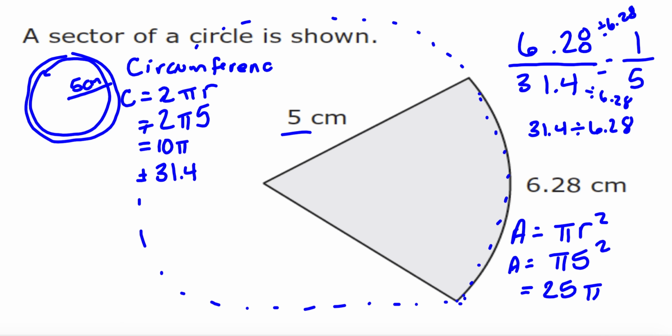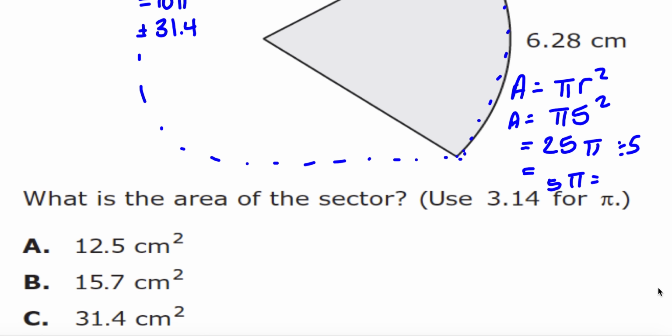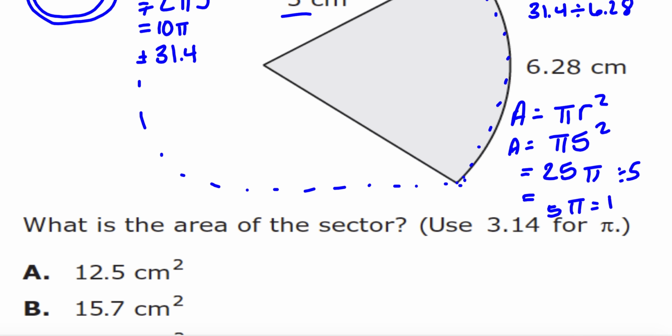But according to my data, right up here, I only have 1/5 of the circle, which means I need to divide it by 5. If I was to divide this by 5, I would get 5 pi, which is the same thing as our multiple choice down here, which would be letter B, 15.7.